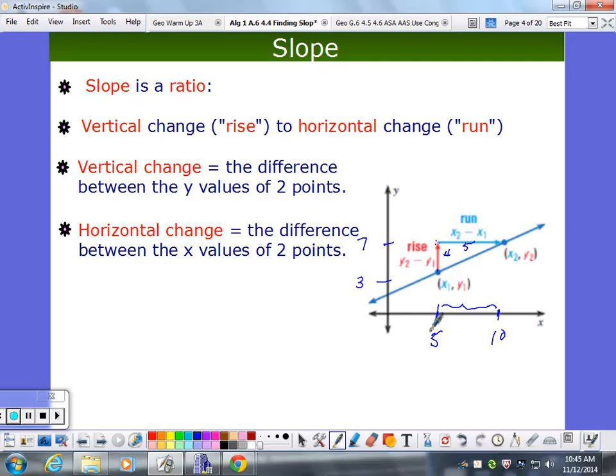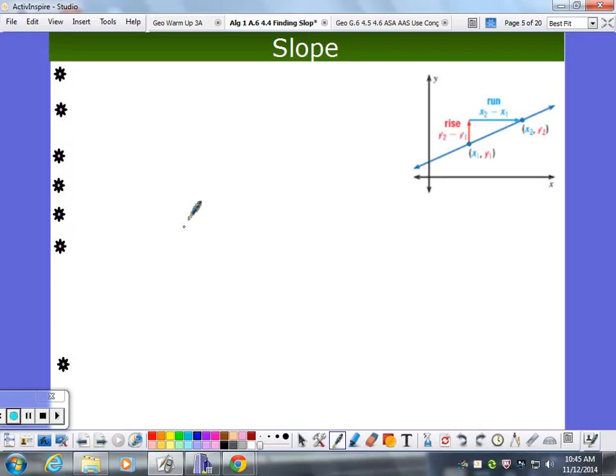You subtract them. So we say the vertical change is you take the difference of the y's and you subtract the y's. And the horizontal change is you take the difference between the x's, subtract the x's. Okay? Because you're going to have a funny looking formula, but this is where it's coming from.